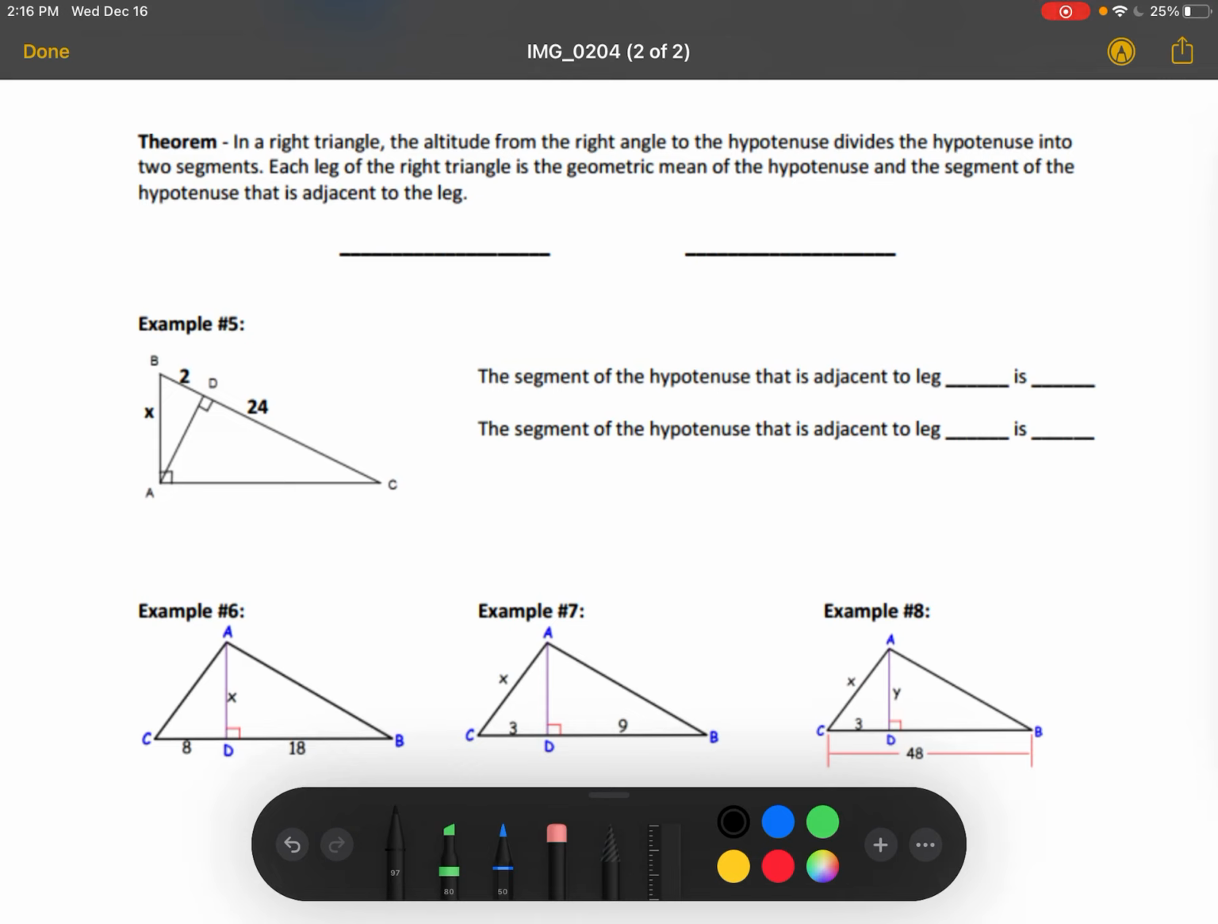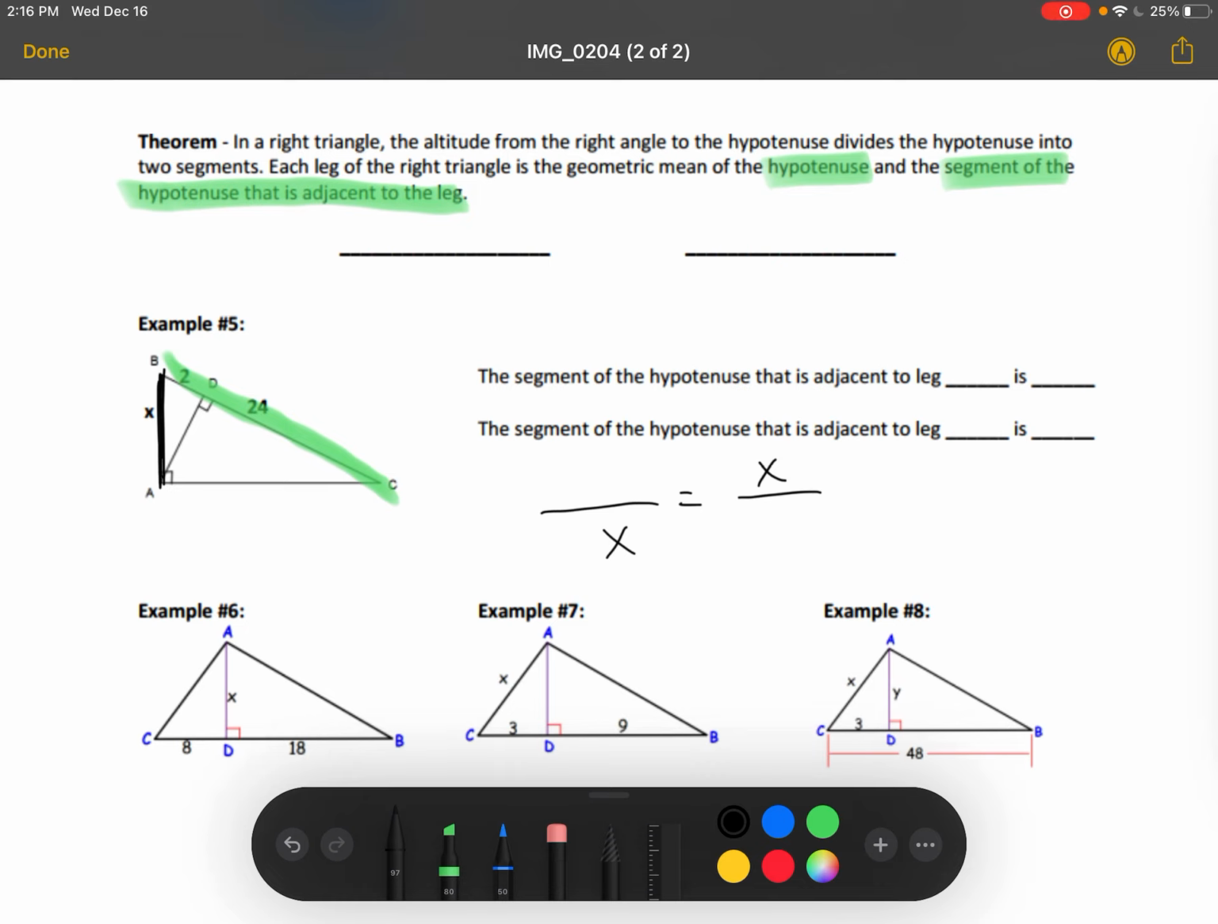So if you're looking at setting up an example here, let's go through and just solve number 5. The leg here, x, that is the geometric mean. So if we're setting up a proportion, we would start off by putting the answer to the geometric mean here. Now the other two segments that we need are, let's go back to our definition here. Let's make sure we're reading this together. So it's the geometric mean of the hypotenuse and the segment of the hypotenuse that is adjacent to the leg. Well, this is our whole hypotenuse, so we'll put that as one of our answers.